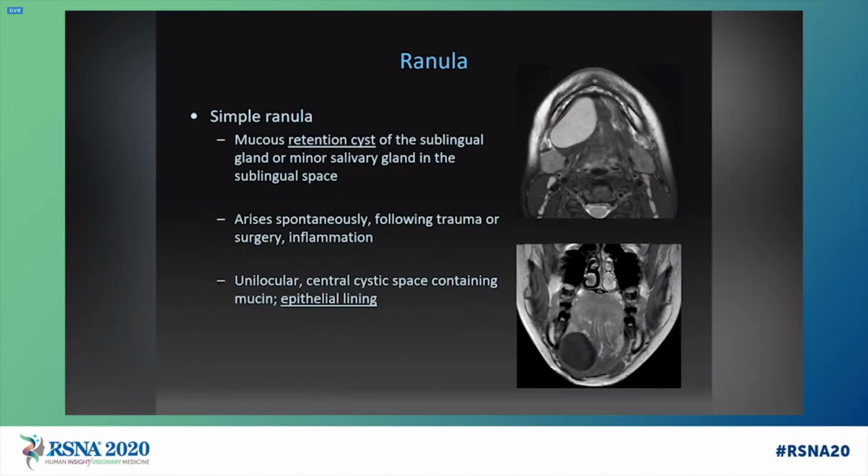So there are two varieties of ranulas. There's a simple ranula, that is a mucus retention cyst of the sublingual gland or minor salivary gland in the sublingual space, and it's confined by the mylohyoid muscle, as you can see here. It could arise spontaneously or after trauma or surgery, inflammation, but the key is that this is a true cyst. There's an epithelial lining, and inside it there's mucin. There could be saliva components giving you a positive amylase on FNA.